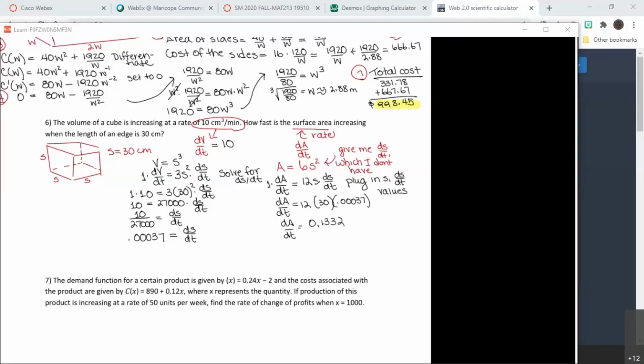Okay, so I get a rate of 1/10 of a centimeter squared. Anybody have questions on this one? Okay. Sure, we're good with this one?